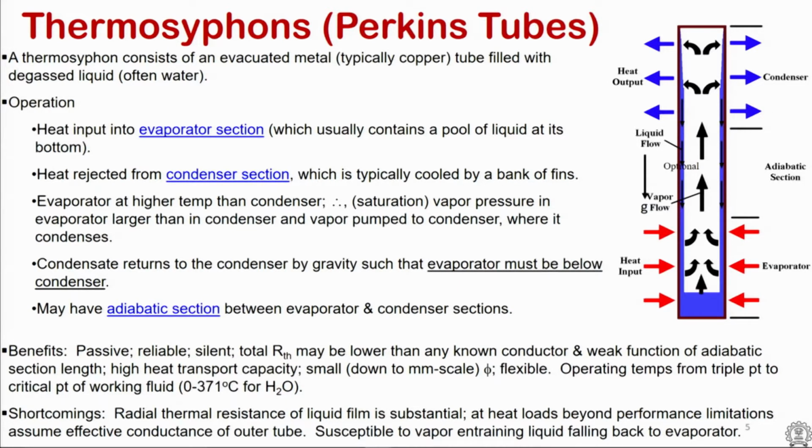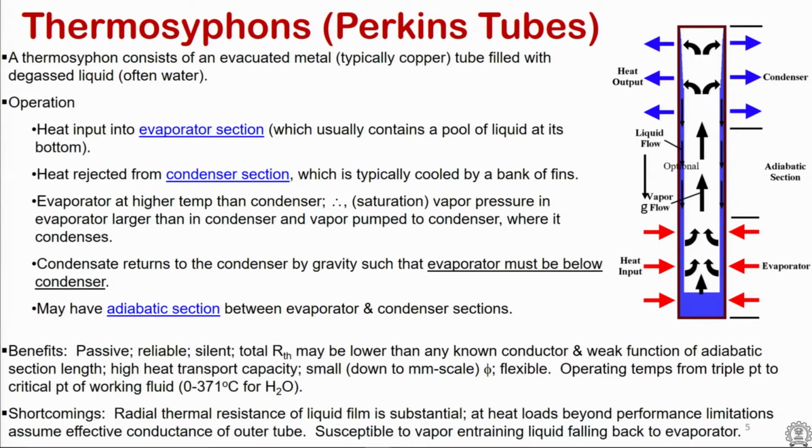These thermosiphons or Perkins tubes are not quite often used in electronics, because they use gravity as a mechanism to recirculate the fluid or the liquid in the system, and in electronics a user can use a laptop or any device in any direction.